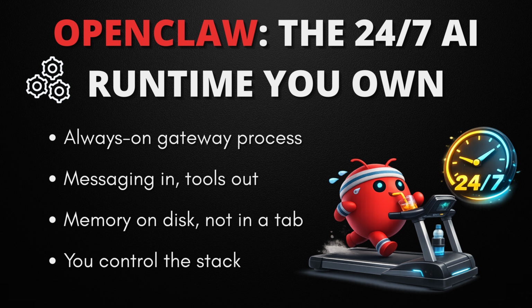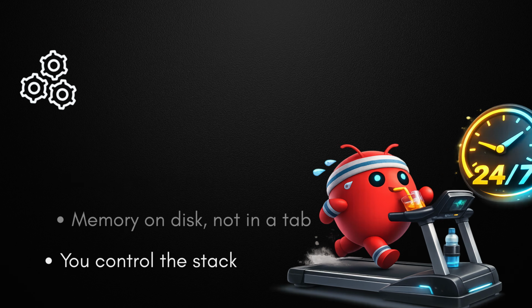And that single shift, from AI as a tab to AI as a runtime, changes how you should think about everything that follows. Because once something is designed to be always on, it stops being a tool you occasionally use and starts becoming infrastructure that works continuously on your behalf. And infrastructure has different rules. It needs stability, it needs uptime, it needs a proper environment. That's the mindset we're bringing into this video from the very beginning.